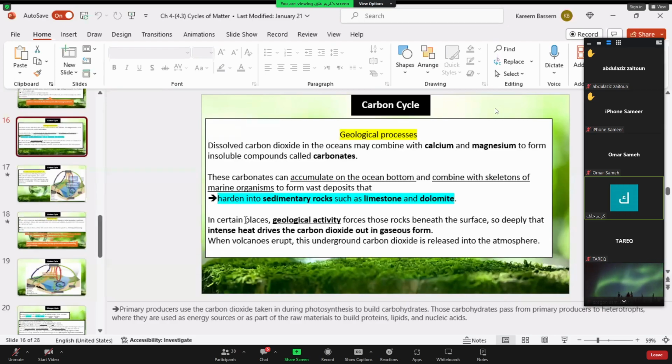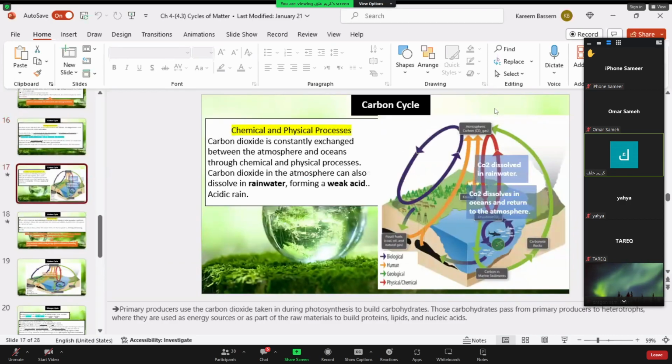Carbon can be hardening into sedimentary rocks such as limestone and dolomite. Then these rocks, found near the ocean bed or at the bottom of the ocean, could be affected by heat due to any geological activity. When affected by heat, carbon dioxide starts to get out from these rocks again. Then due to volcanic eruption, the carbon dioxide is back in the atmosphere. So this is a clear geological process that causes recycling of carbon.